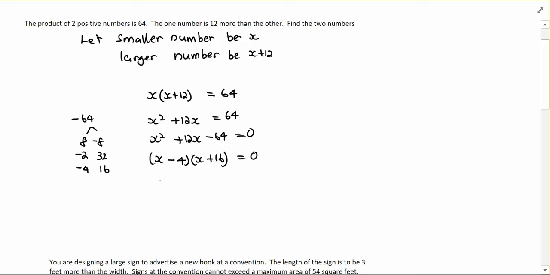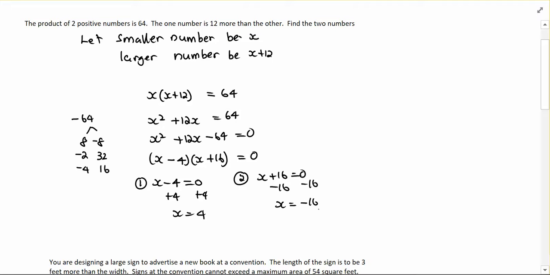And then use our zero factor property. x minus 4 equal to 0 and x plus 16 equal to 0. Add 4, x is equal to 4, and subtract 16, x is equal to negative 16. Now, be careful. In these kinds of word problems, we always connect back to the numbers. The smaller number is supposed to be x. Also, it says positive number. So although negative 16 came out of the process, it's not something to consider.